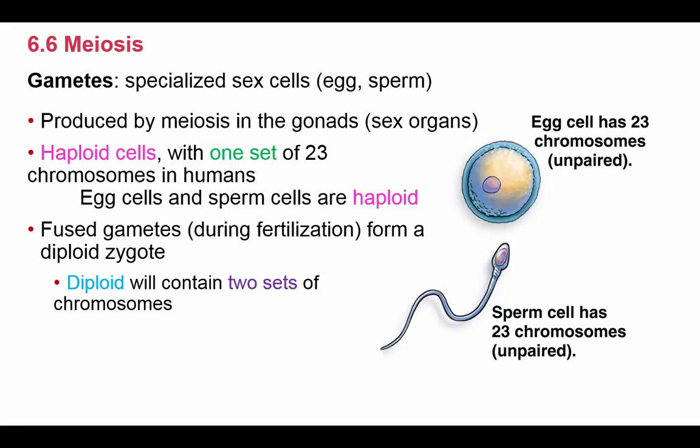Haploid is the term that we use to describe only having one set, or 23 chromosomes. So when we refer to egg cells and sperm cells, we also refer to the fact that they're haploid, meaning they only have half as many. So they only have 23 chromosomes. Why is it important for sperm cells and egg cells to only have half the number?